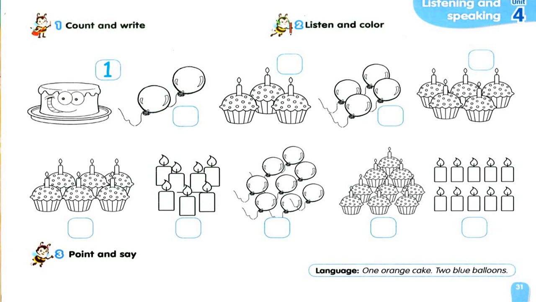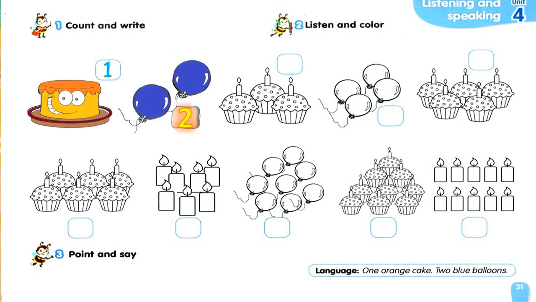Now, try to do this activity by yourself. But first, read the instructions carefully. First, count, and then color, and say it, like what we just did, okay? I did 2 for you. One orange cake, one orange cake, and 2 blue balloons, 2 blue balloons.